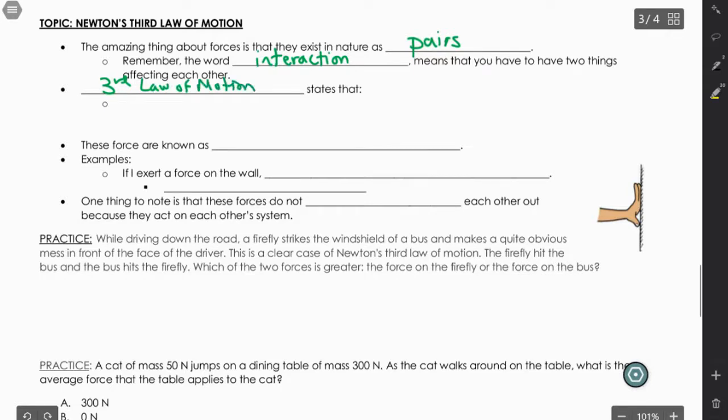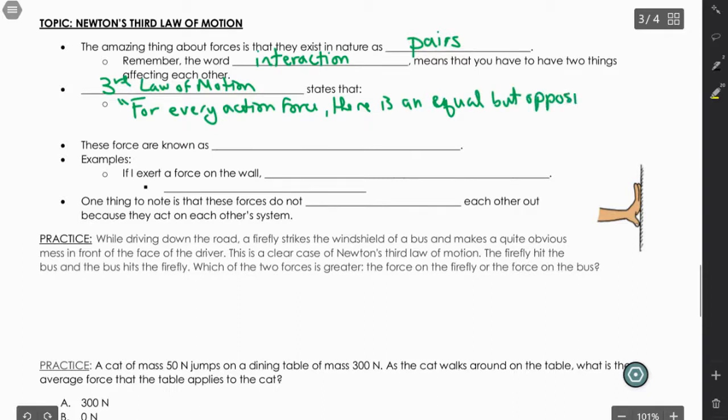States that for every action force, there is an equal but opposite reaction force.